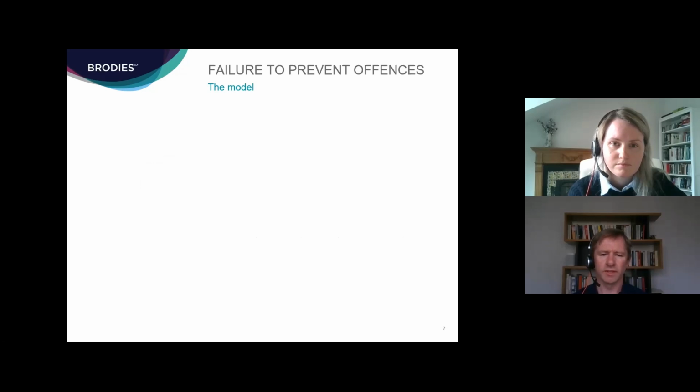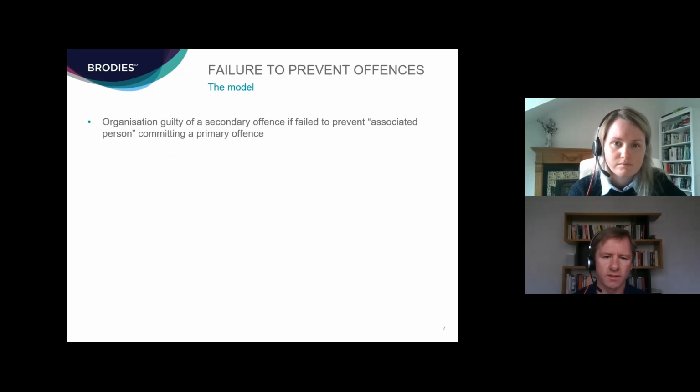The model for this, and I'll say in a moment, it started with the Bribery Act, I suppose, and we can see it now in the new criminal finances offences. The model is something like this. The organisation, which we'll call the good organisation, is guilty of a secondary offence if it failed to prevent the associated person committing a primary offence. Now, in all these scenarios, I imagine, because that's our experience usually, the organisation is actually doing the best it can, and the associated person is usually the bad penny or the rotten apple. And the problem for the good organisation is that it's guilty of an offence if that associated person commits the primary offence.